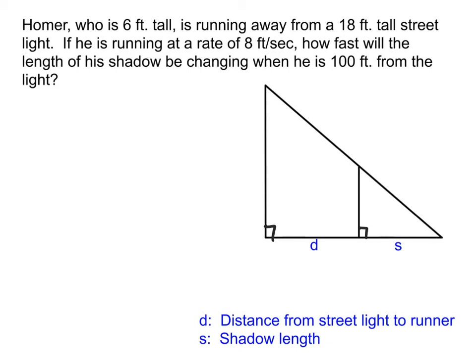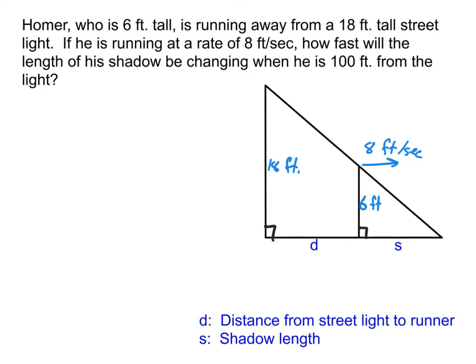So I'm going to go ahead and finish labeling out my diagram here with the numbers that I know now. So I know that the height of Homer is 6 feet, and I know that the height of the street lamp is 18 feet. Then I just want to put on here the fact that he's running away at 8 feet per second, just so I can keep track of that. And we know that this 100 needs to be in there someplace too. Now think about, where would that 100 actually go?